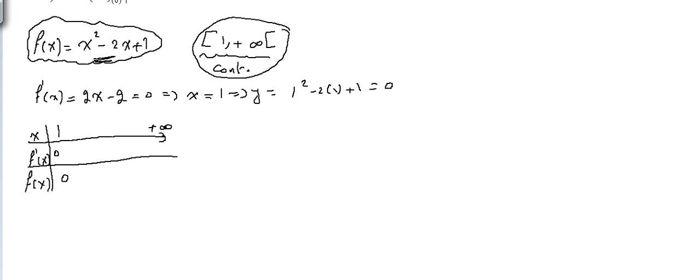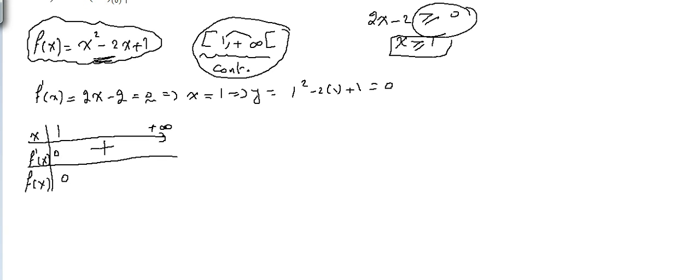So f of x goes, if x equal 1, from 0 and up, right? Because 2x minus 2 is greater or equal to 0 when x is greater or equal to 1. So from 1 and up, it's always positive, so the function increases. Also, f of 1 is 0. The limit of f of x as x tends to plus infinity is plus infinity. So it's an increasing function, then f inverse exists.